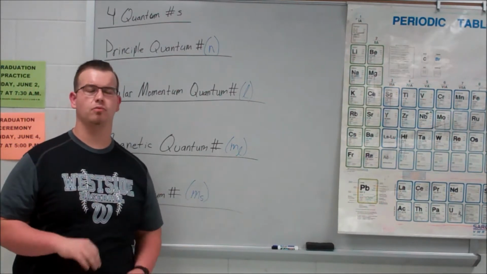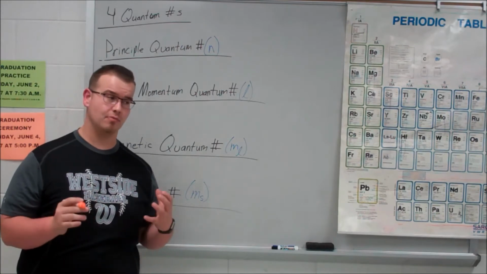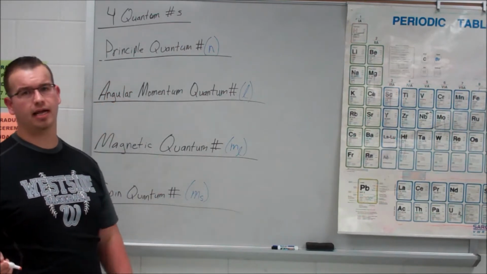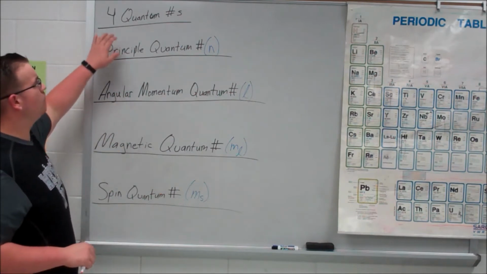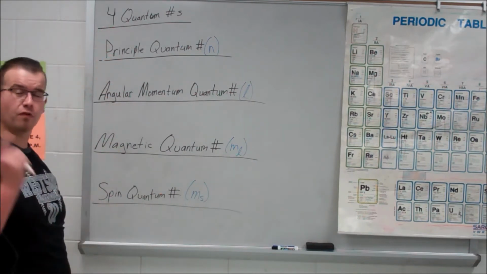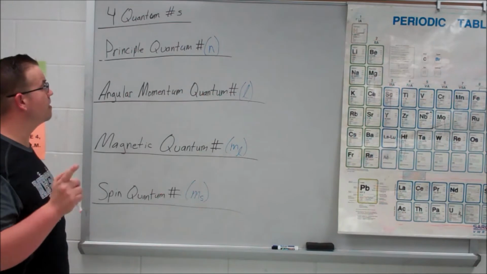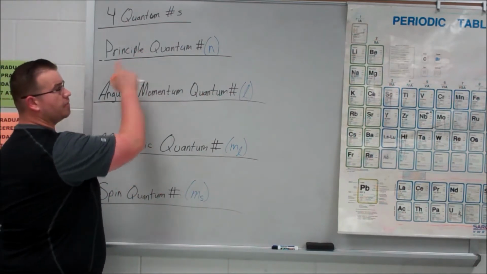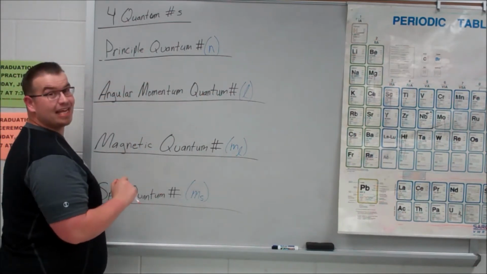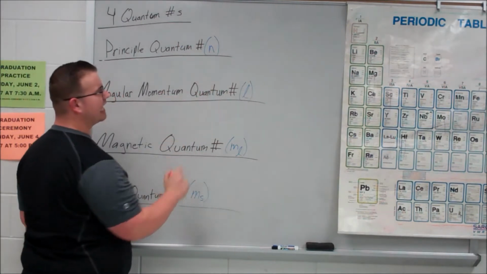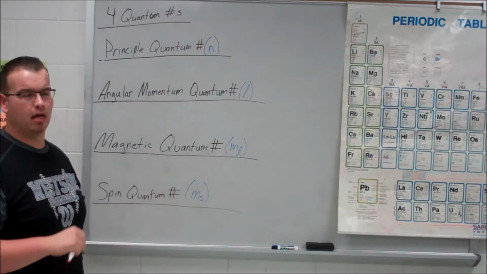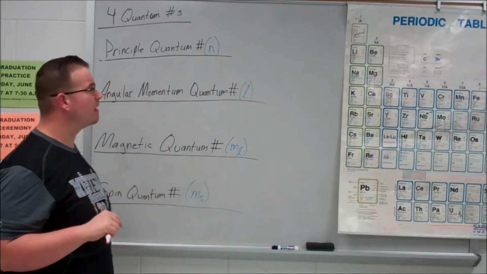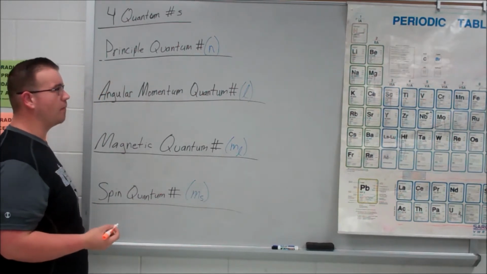Remember, pause the video, take good notes. Take some really good notes off of these. Alright guys, so let's get started into this. So let's start off with these four quantum numbers. The first one we're going to talk about is the principal quantum number. Okay, the principal quantum number, and it is abbreviated by a lowercase n. So that's the abbreviation for a principal quantum number.